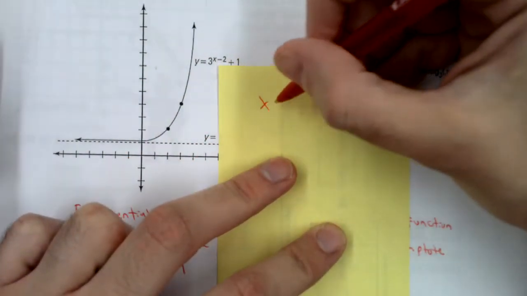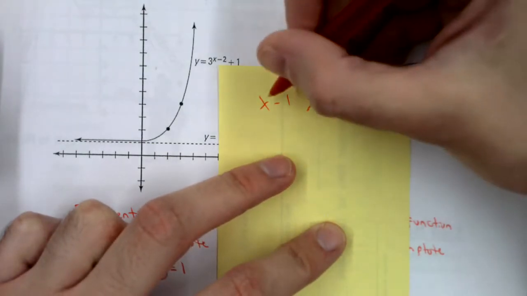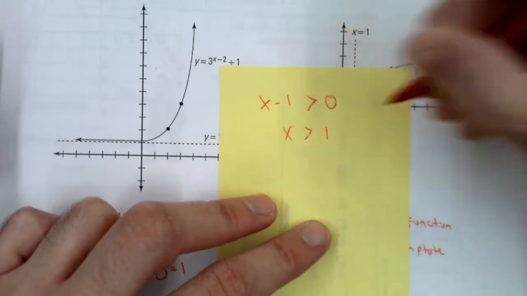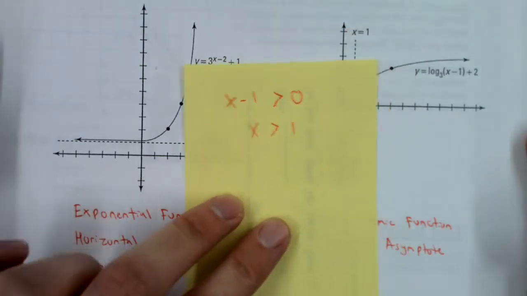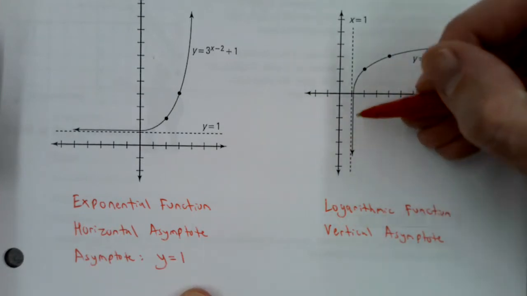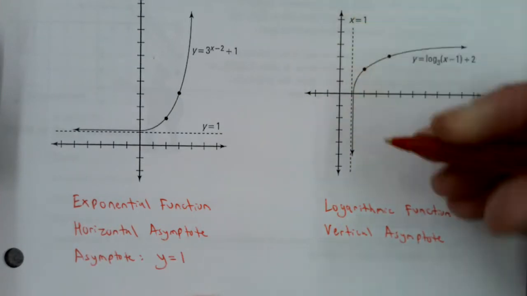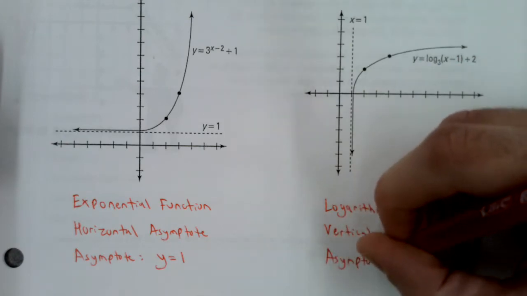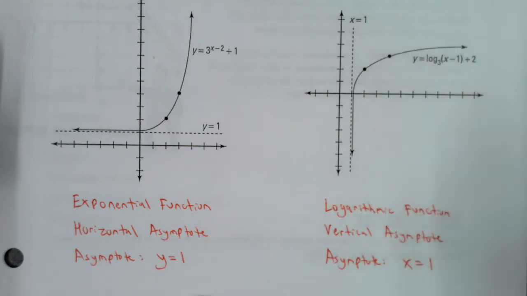It's x minus 1. That has to be greater than 0. So when you add 1 to each side, that means x has to be greater than 1. And you can see that's true in the graph. So the asymptote here is a vertical asymptote. And the equation for a vertical line is always x equals a number. In this case, x equals 1.